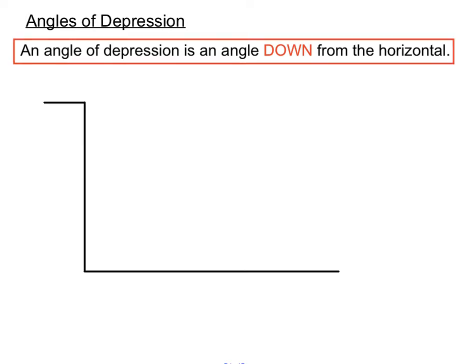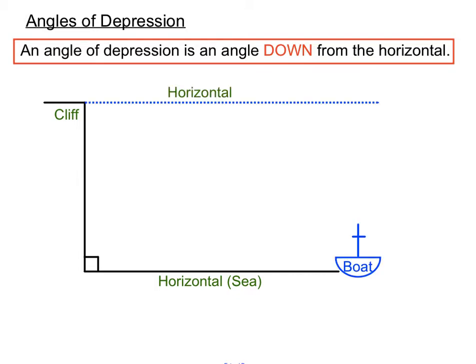Here we have some lines, but we're going to pretend there's a cliff, and we're going to pretend that that cliff is vertical. And we're going to pretend that the sea is horizontal. It rarely is, but still. In theory, we could think of the sea as being horizontal. And let's pretend we have a boat. And let's pretend we're standing on the top of the cliff.